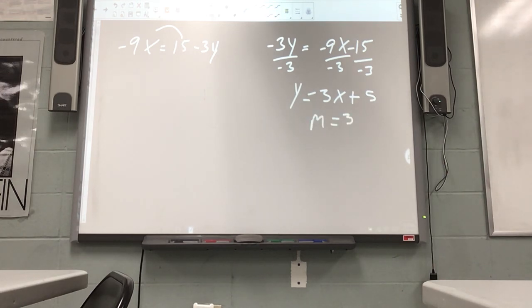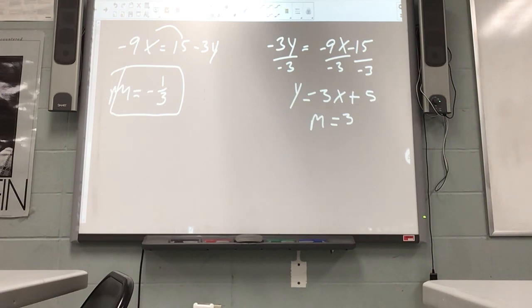Since that one's positive, our perpendicular line would have to be negative. And then you would have to take the reciprocal of 3, which is 1/3. So we're looking for those choices on number 14 that has a slope of -1/3. That's going to be what's important to us.